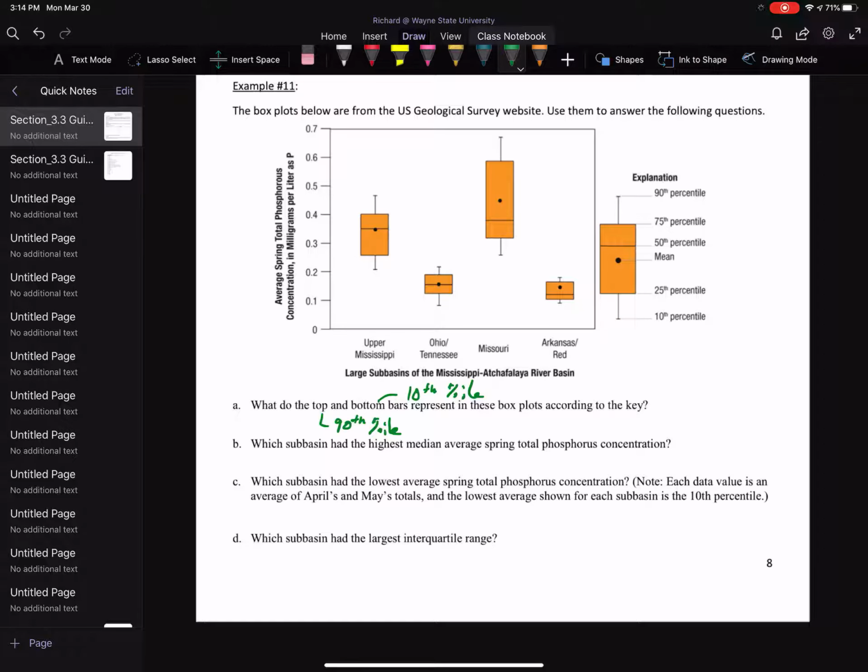Now, letter B says, which subbasin had the highest median average spring total phosphorus concentration? So the median, guys, is this bar. So which one of these has the highest bar? Well, if I'm looking, I think this one is the highest bar. Yes, I think it's higher than this one. What you can do is you can take a sheet of paper and actually move it up and compare. And if you had the sheet of paper lying this way, what you're going to notice is this one is much higher. So which subbasin is that? That is the Missouri.